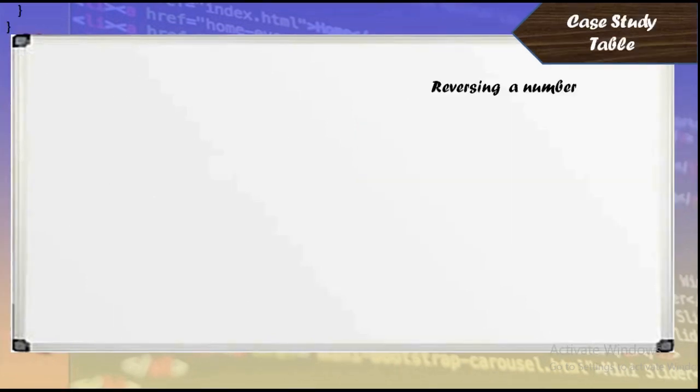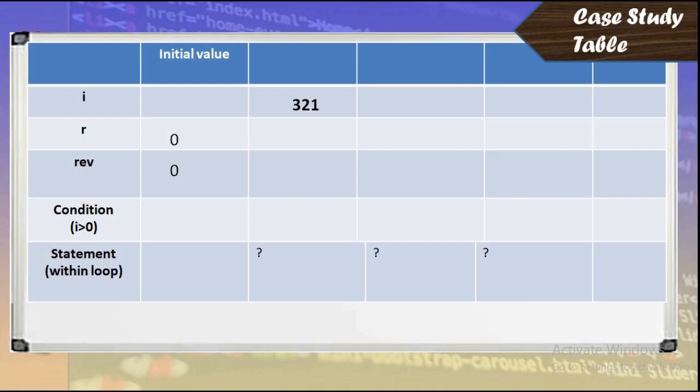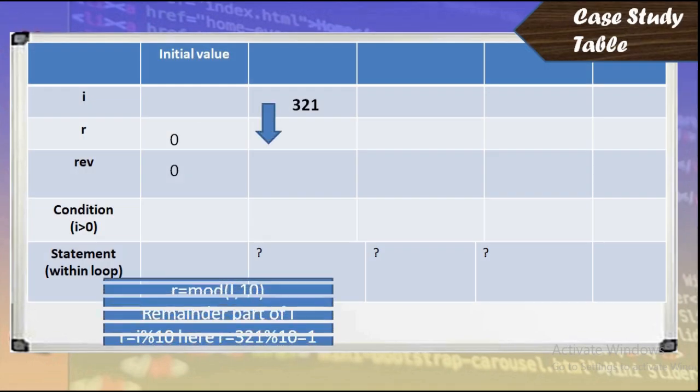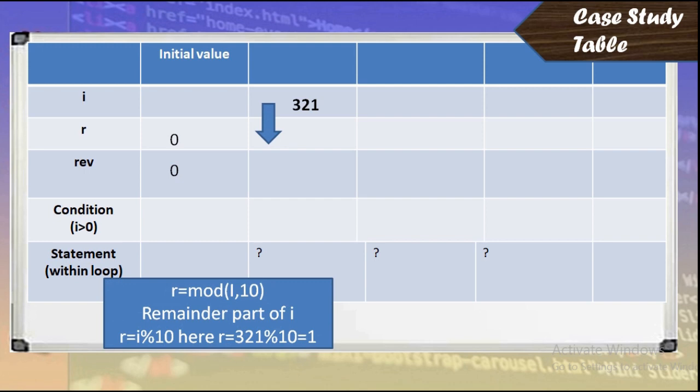Now for reversing a number. For logical development of the program, we should consider a number. Let's consider 321. Here we have to separate all the digits of the number, which are 3, 2 and 1. Then the reverse number can be formed by 1 multiplied by 100 plus 2 multiplied by 10 plus 3.